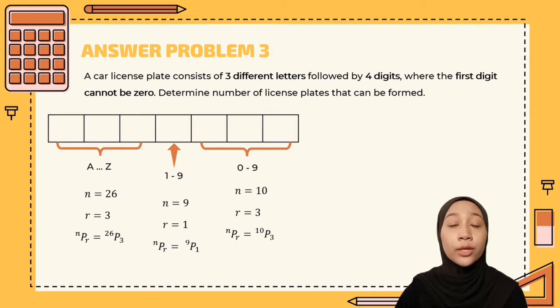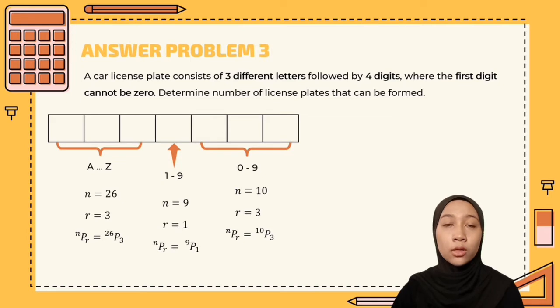So, we can put numbers from 0 until 9. They are 10 digits, so n equals 10. They are 10 digits that need to be put in 3 slots. This means that we want to arrange 3 digits from 10 digits, so r equals 3. You should note that if the question does not mention the number of times the digit can be used, then we just need to assume that the digit can only be used once. The number of ways is equal to 10P3.